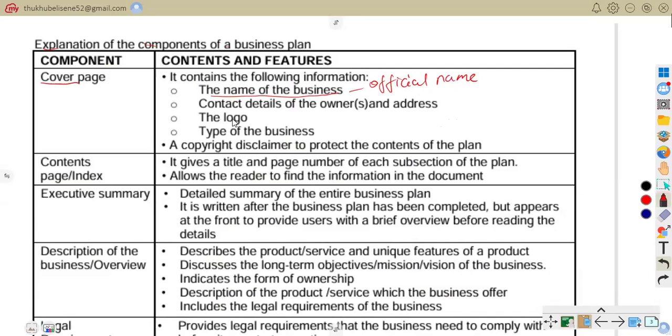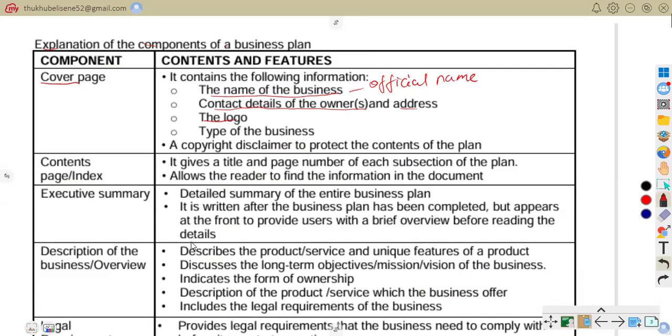Also, the cover page should show the contact details of the owners and the address. This provides the owner's contact information so that people can communicate with the business. When you talk of contact details, you can talk of the phone number and the email address.